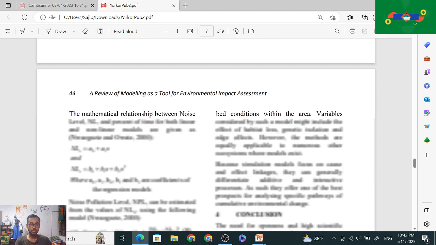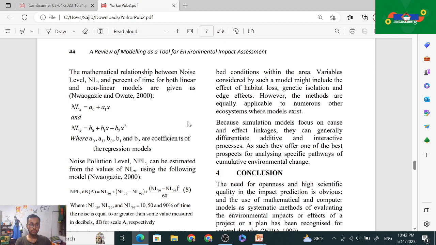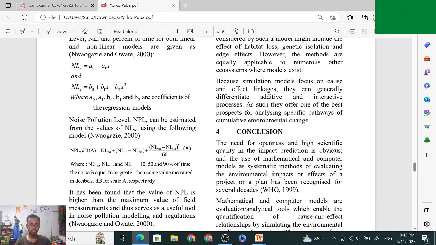কি NPL। noise pollution level যেটা আছে সেটা হচ্ছে NPL আছে, the mathematical relationship between the noise pollution NL and the percentage of both linear and non-linear models are given as NL মানে কি A0 plus A1 X, আর এখানে কি NL মানে কি এখানে B0 B1 X B2 X square, এখানে A0 A1 B0 B1 এবং B2 are coefficients of the regression model.